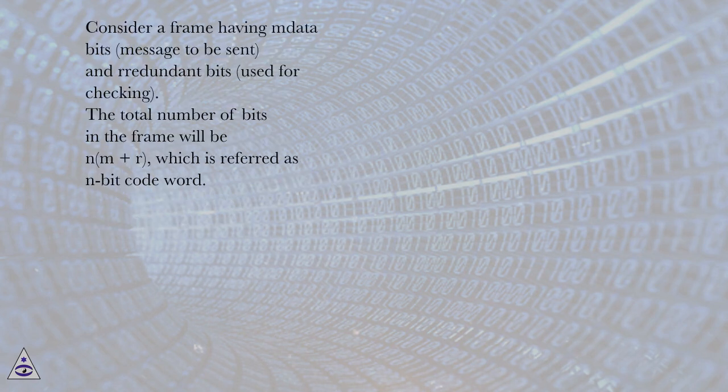Consider a frame having m data bits, the message to be sent, and r redundant bits, used for checking. The total number of bits in the frame will be n = m + r, which is referred to as an n-bit code word.